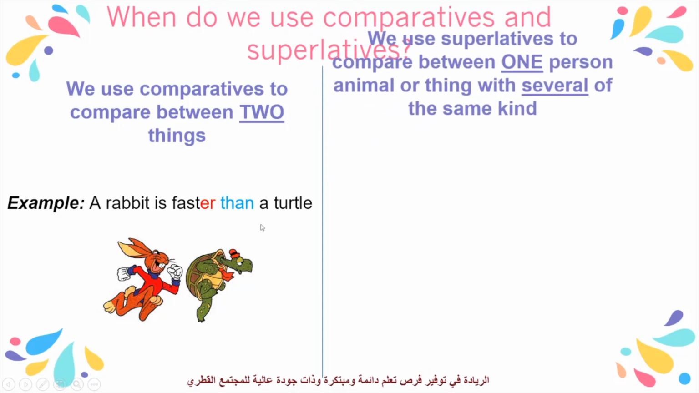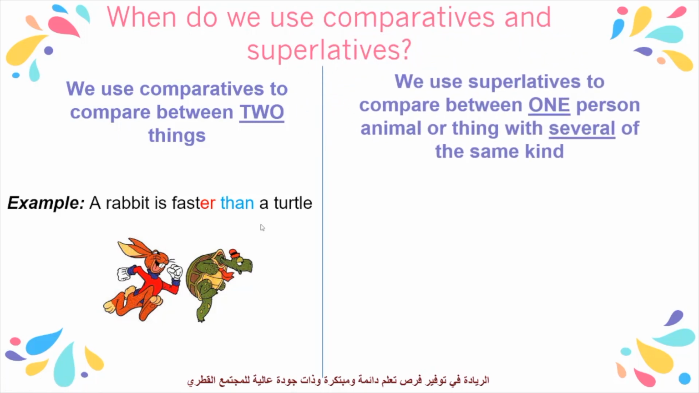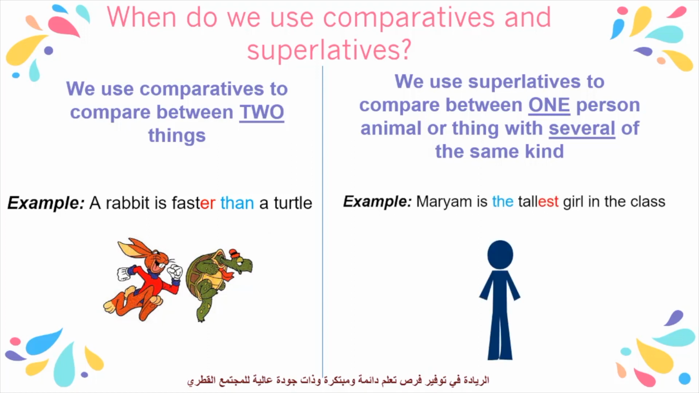We use superlatives to compare between one person, animal, or thing with several of the same kind. Let's take a look at this example. Maryam is the tallest girl in the class. We are comparing between Maryam and all the girls in her class.